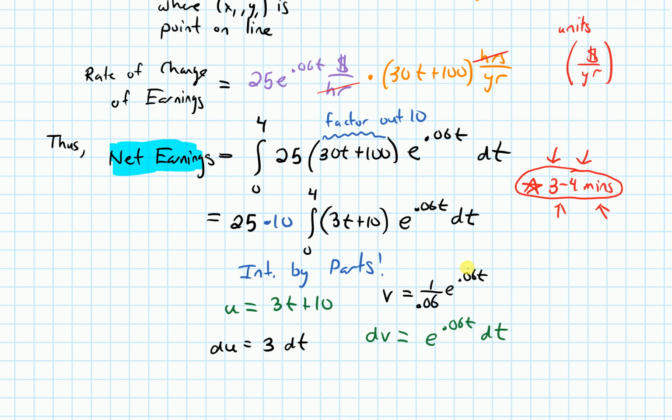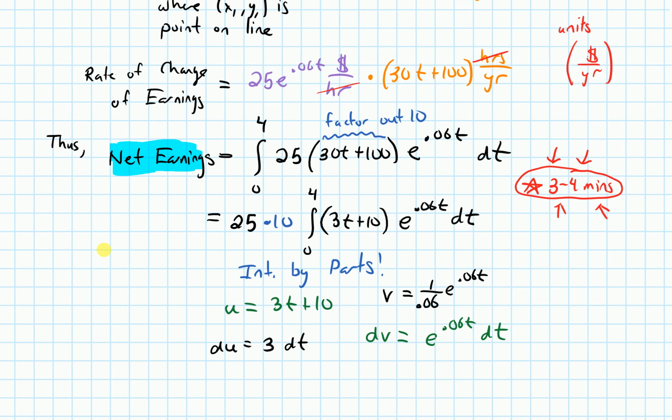And if you're unsure about why this is what v is, I would encourage you to take the derivative of this and make sure you get e to the 0.06t. That's what v is supposed to be. It's supposed to be something that you take the derivative of to get e to the 0.06t here.